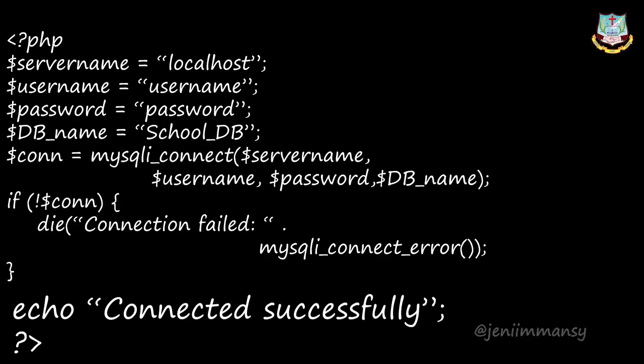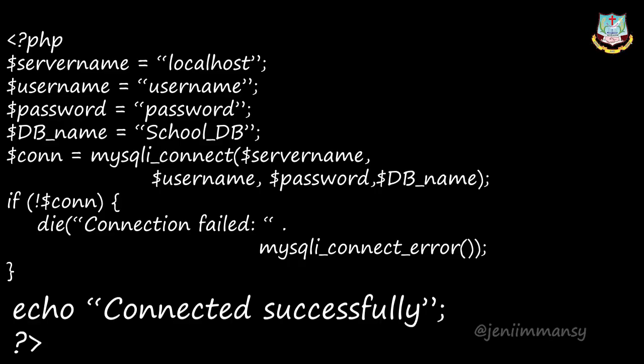Only if the connection is not correct, that will be displayed. If the connection is correct, the process before the if will be executed first, and it will just skip the if condition and come here. Here they have given echo connected successfully, so if it is connected, it won't go inside the if statement. It will just jump here, and "connected successfully" will be displayed. Understood? And the closing of the PHP tag is given here.